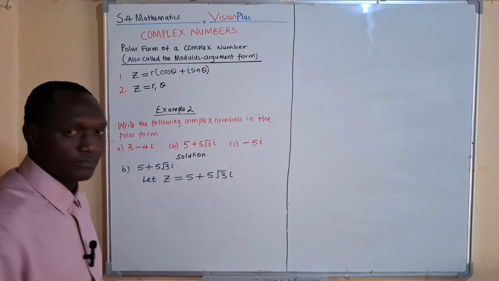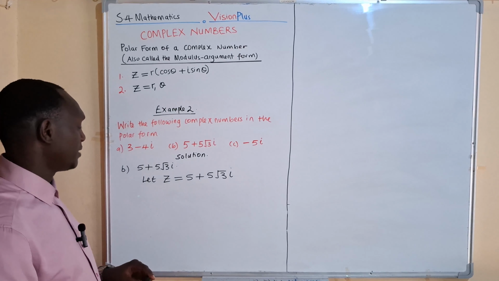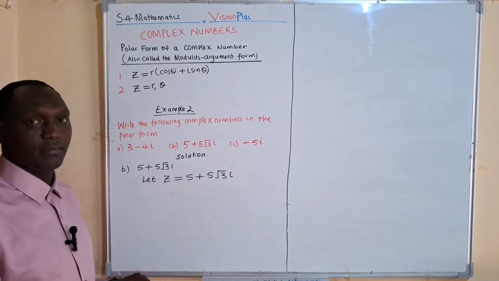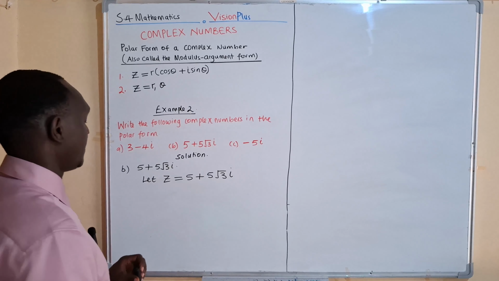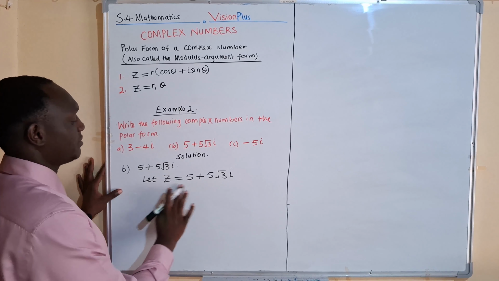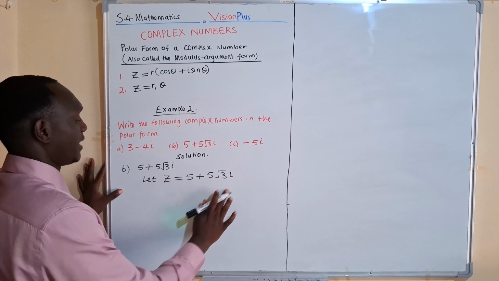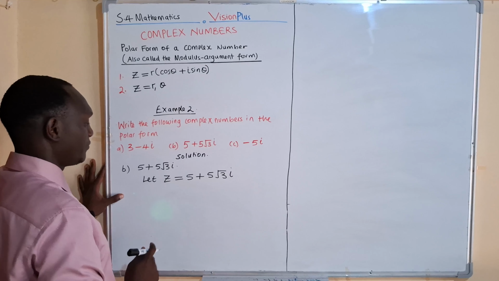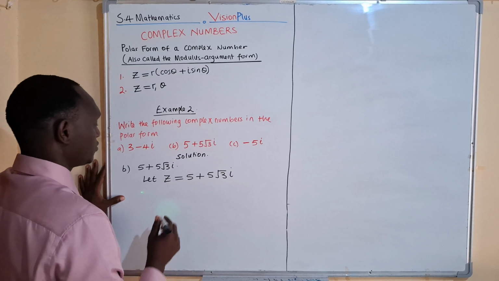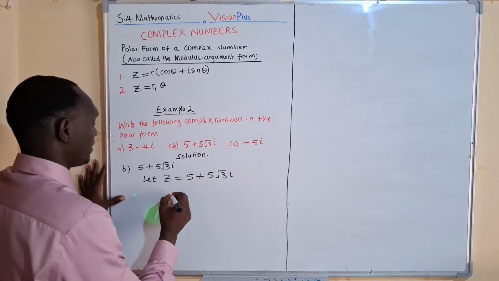Let us go to part B. Part B says that we have 5 plus 5 root 3i. So we say let the complex number z be 5 plus 5 root 3i. And in the polar form, we need to find the magnitude of the complex number r.